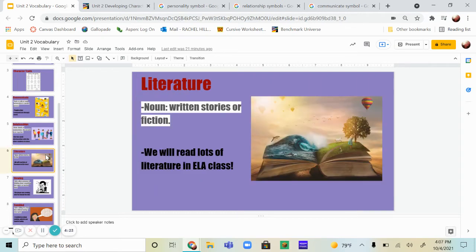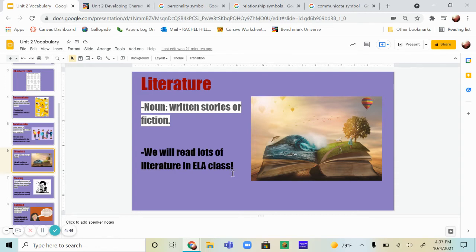Ooh, next is literature. One of my favorite words because it includes written stories or fiction. These are those imaginary, amazing stories that take us to different worlds. So I love this picture showing the world inside the book. And our sentence says, we will read lots of literature in ELA class.